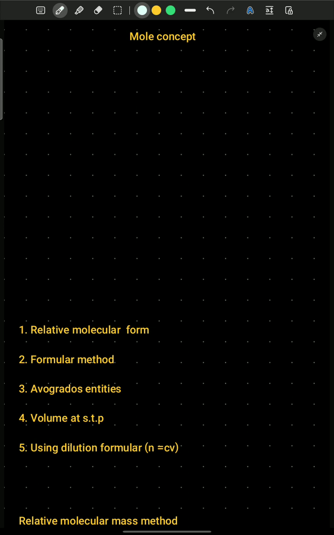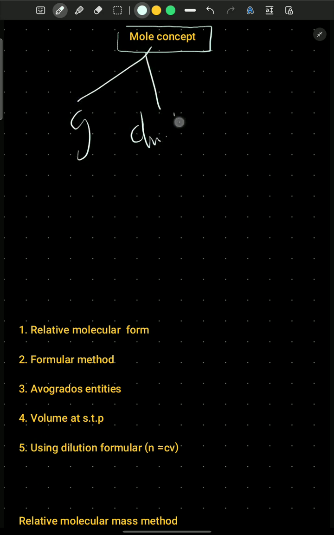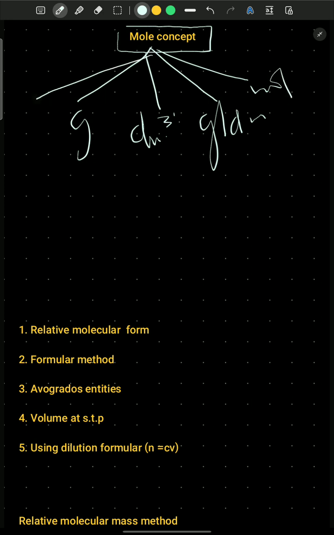Irrespective of any examination body you are dealing with, there is a high probability that a question will be asked on mole concepts. So mole concepts tell us how mole can be found. And if you are talking about mole, it tells us the amount of substance. The amount of substance can be in form of gram, it can be in form of dm cube, it can also be in form of gram per dm cube, it can also be in form of mole, and it can also be in form of mole per dm cube. At the end of this topic, we are meant to know all these things and be able to solve.